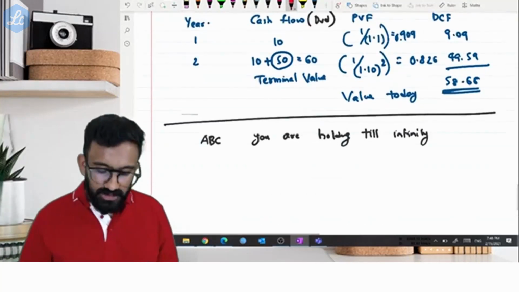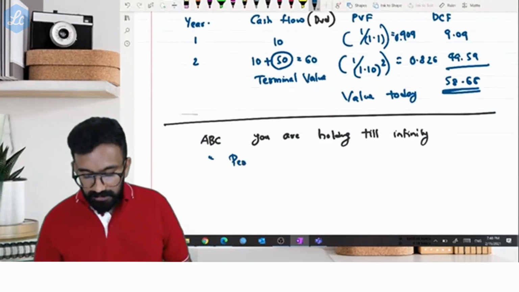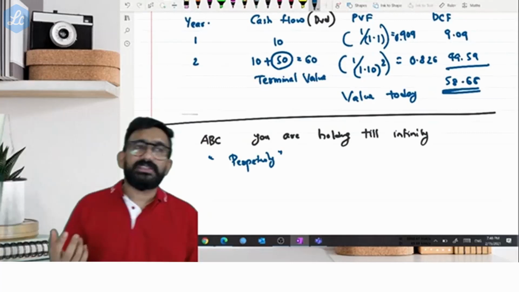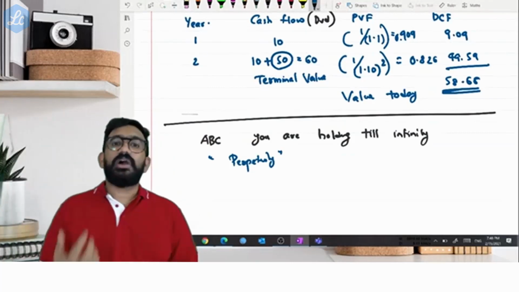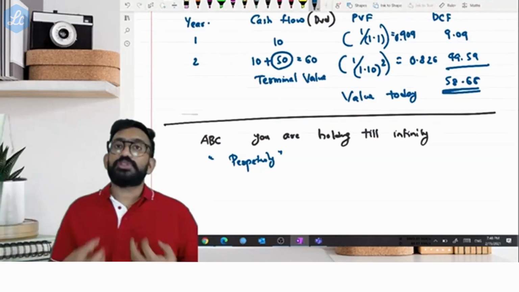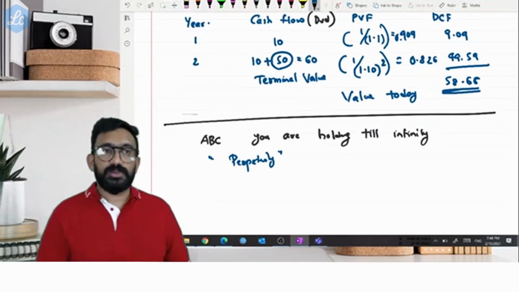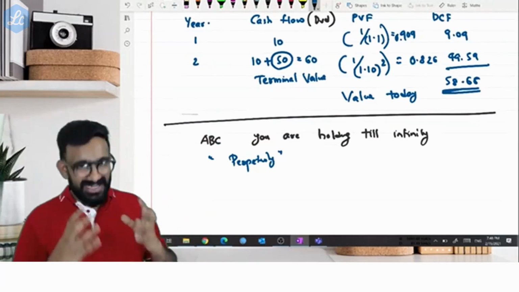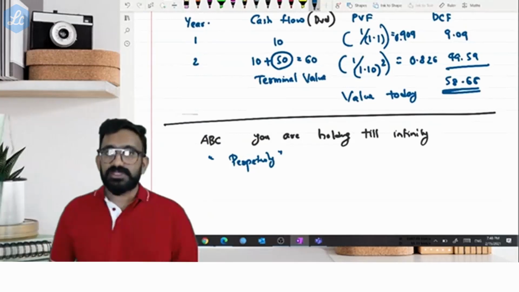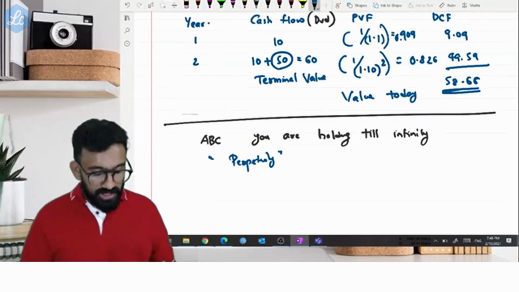If that's the case, you will compute the present value using the method called perpetuity. So what is a perpetuity? It's almost like this. Say I wanted 10,000 rupees annual return forever. So how much money should I invest today? If I want 10,000 rupees annual return, and my expected return is 10%, and I want this 10,000 forever, how much should I invest today?